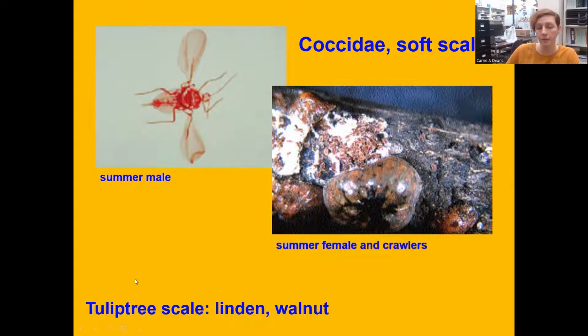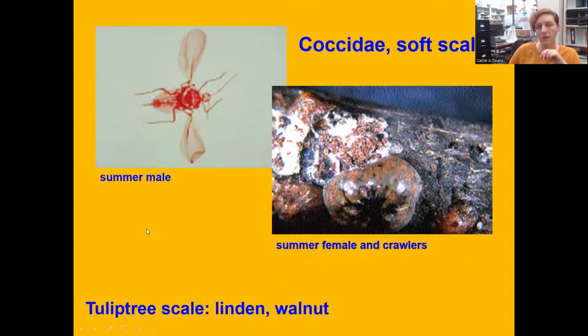Now the males are much, much smaller. You can see here they look a lot more similar to what we think of as a typical insect. They're rarely seen in nature because they're quite small and elusive. They only live for a couple of days after they eclose as adults. And so what we more typically see are these round scale-like structures on branches and leaves and things like that.